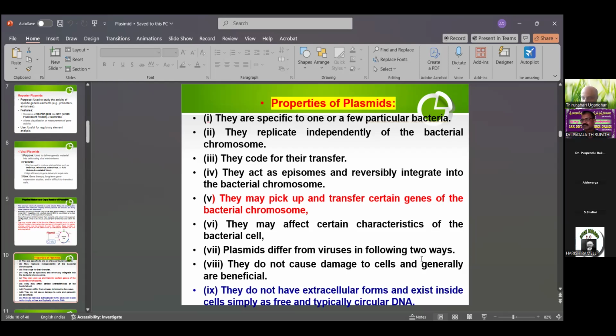Only beneficial. They do not have extracellular forms and exist inside cells simply as free and typically circular DNA.